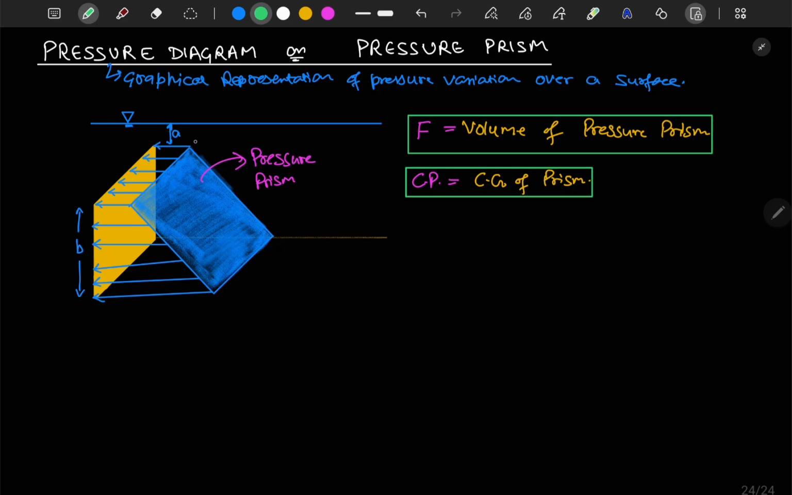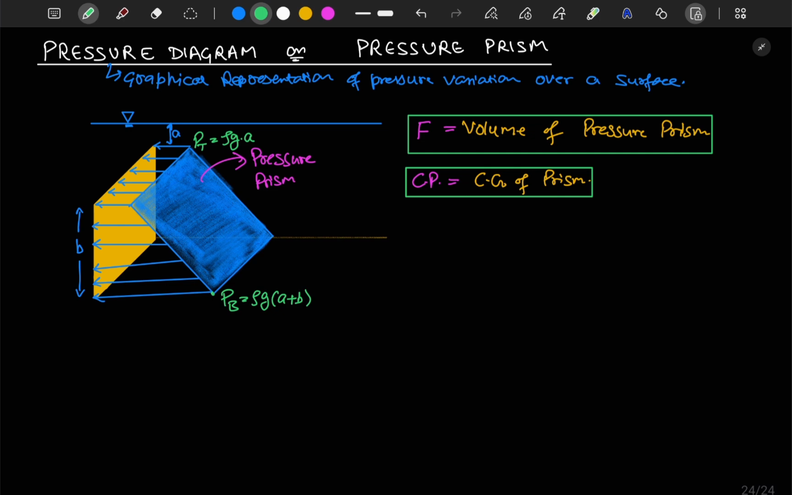The pressure at top, P top, is equal to rho g times a, and the pressure at bottom, P bottom, is equal to rho g times a plus b. What is the benefit of the pressure prism? You can draw this pressure prism for inclined, vertical or horizontal, all types of surfaces.